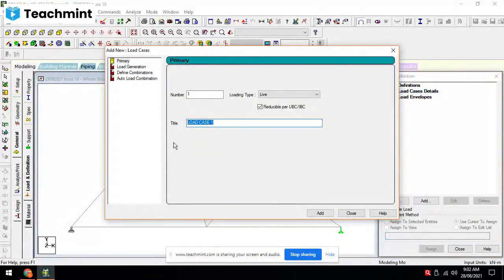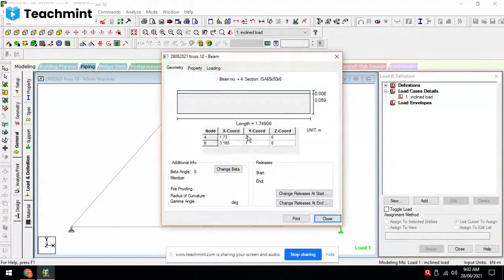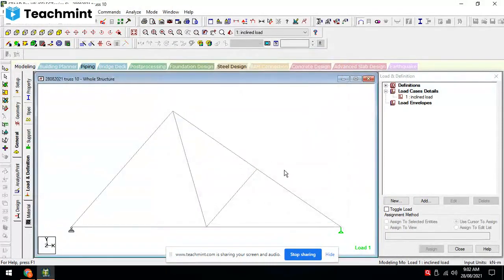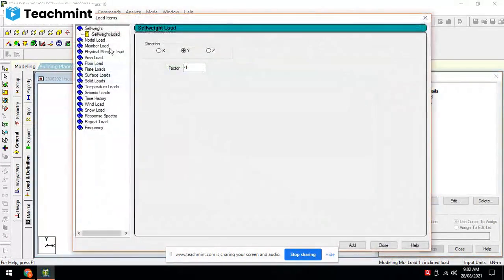So the inclined load, add, close it. So now I double click on this. I require this value, that is length is equal to 1.74906, right? I require this value for applying the inclined load. So now click on this inclined load, add member load, concentrated force.